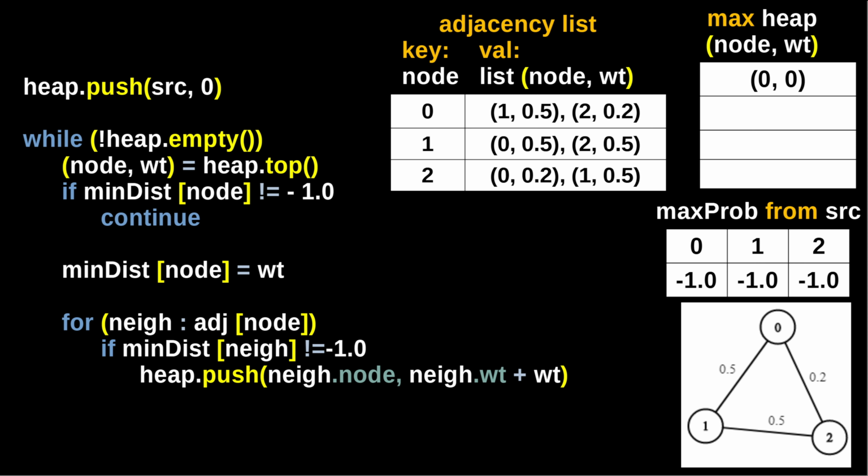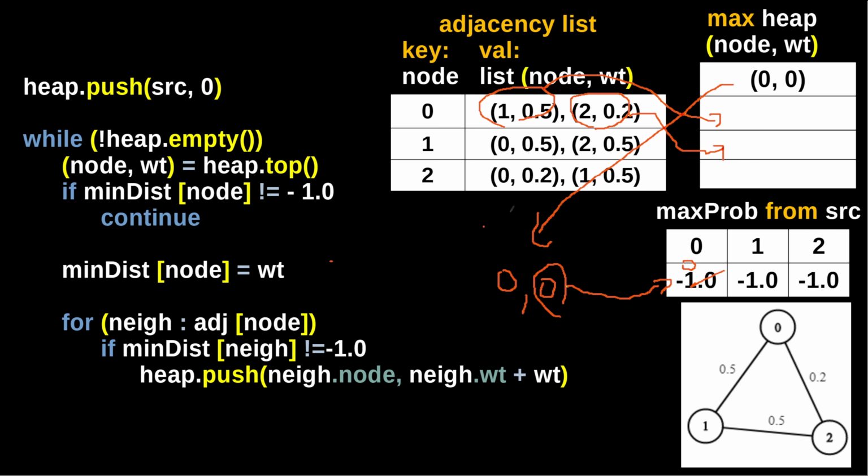The first step, we push onto the heap the source node and the weight of 0. And then we are in the while loop, and we take the first item off the heap, that's 0, 0. And then we're going to do an update of the maximum probability table for the 0 node. And we're going to change this value to 0. And now we're going to get all the neighbors of 0, which are 1 and 2.